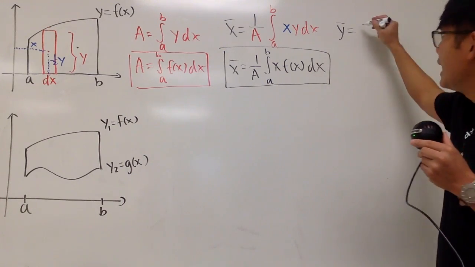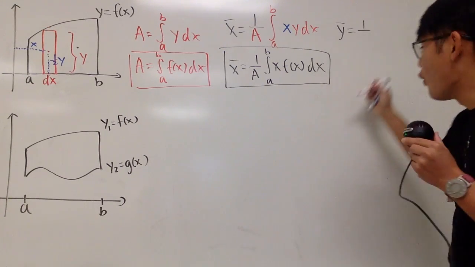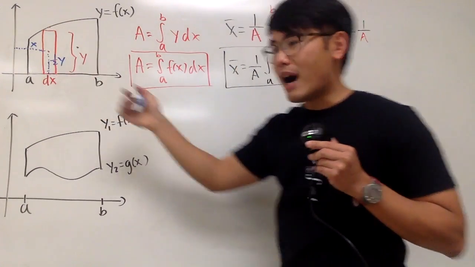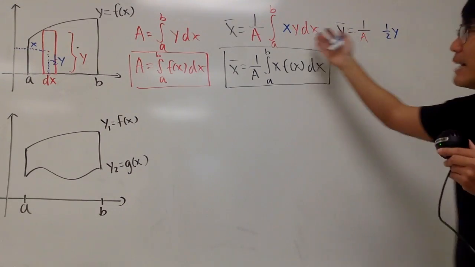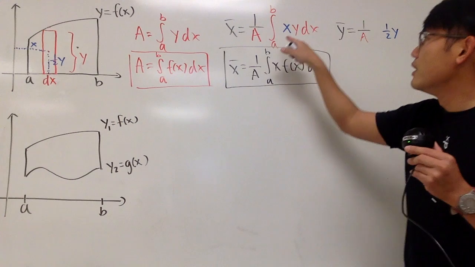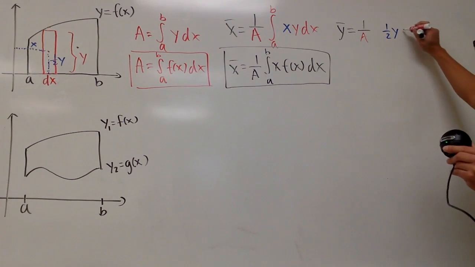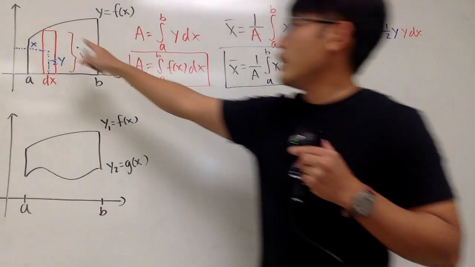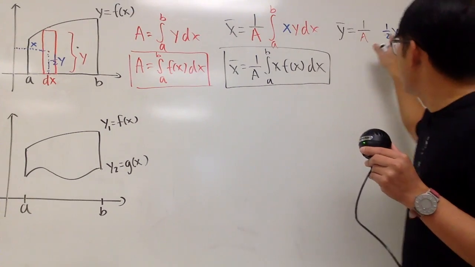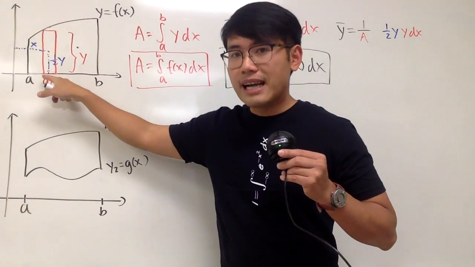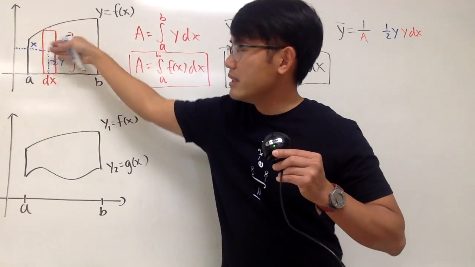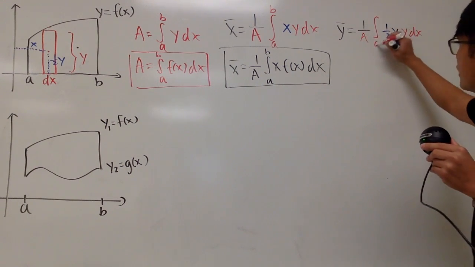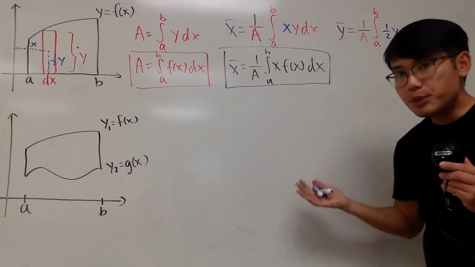So let's put this down. Y bar, again, we have to divide by the area, so let me put down 1/A for you guys. And we have to multiply by 1/2 y right here, and times the area of the red rectangle, which is y dx right here. Again, distance times the area of the red rectangle. That's all. Distance from the centroid to the x-axis because you're talking about the y bar. So this is this right here. And we are going to add them up just like this, so we are going to integrate it from a to b. That's pretty much the idea.